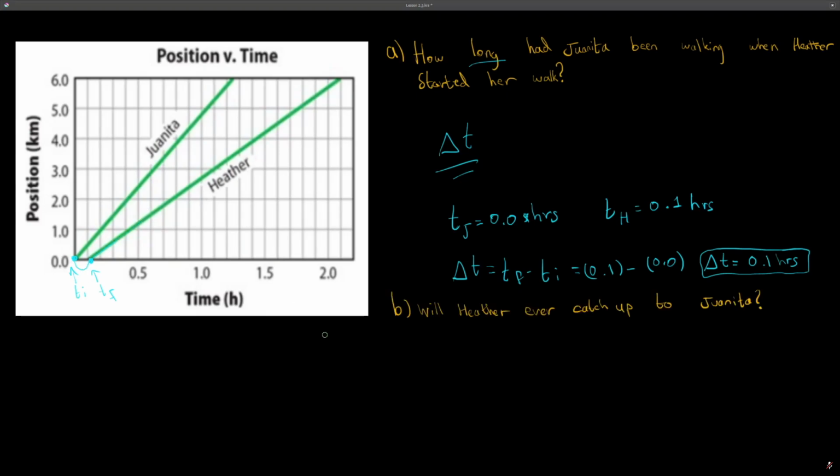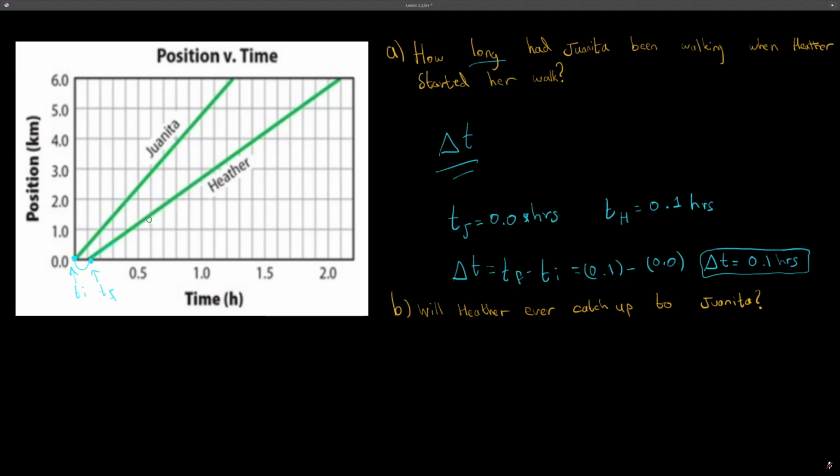Will Heather ever catch up to Juanita? This is our second question. Now, to be able to catch up to someone, you should logically be faster than the person. If you're behind them, for example, if this dot A is behind dot B, then for dot A to become in front of dot B, dot A needs to be moving at a faster speed. So for this to happen, we need Heather to be moving at a faster speed than Juanita. And in this case, that's not the case.